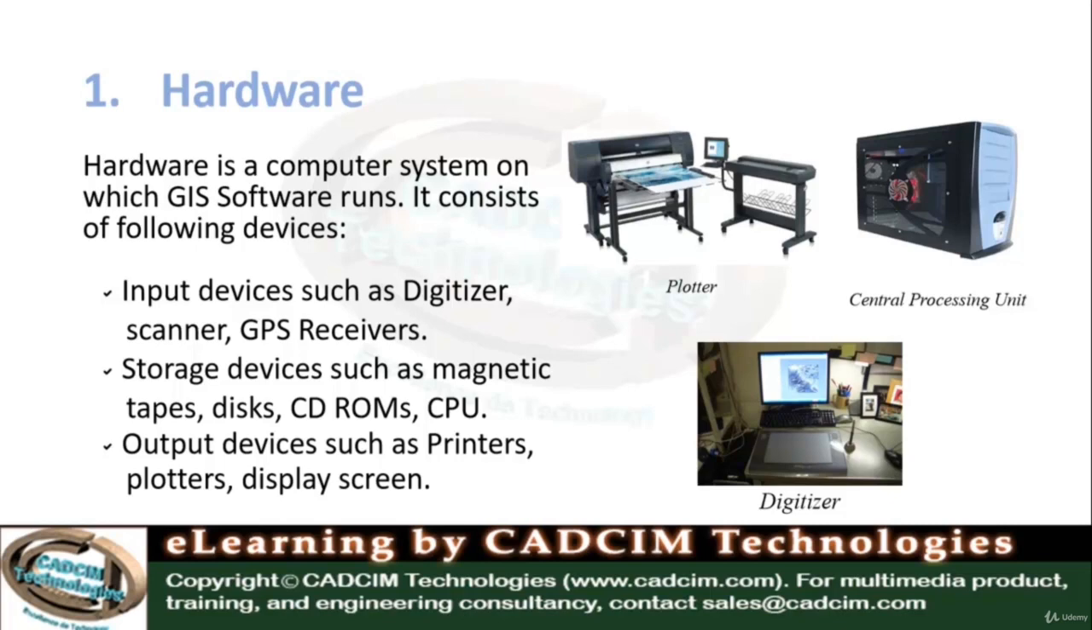For example, digitizer, scanner, and GPS receiver are examples of input devices. Magnetic tape, disk, CD-ROMs, and CPU are examples of storage devices. Printer, plotter, and display screens are examples of output devices.